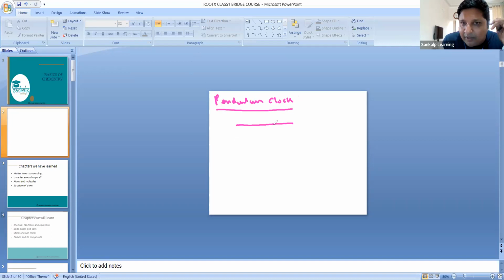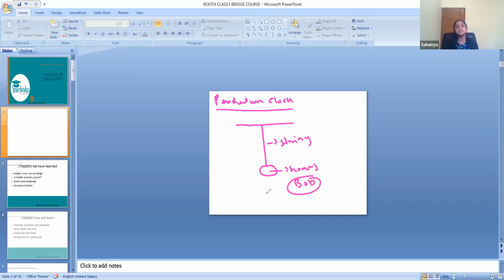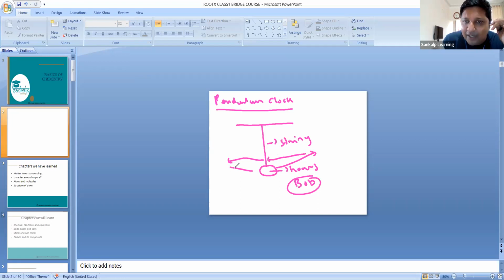So what is a pendulum? It is made up of a string, and this is a heavy bulb. This is called a bob. The special name for this is what? A bob. Now what will happen is, the bob will move to the right side. It will come back to its original position. It will move to the left side. Again, it will come back to its original position. So see, right and left.